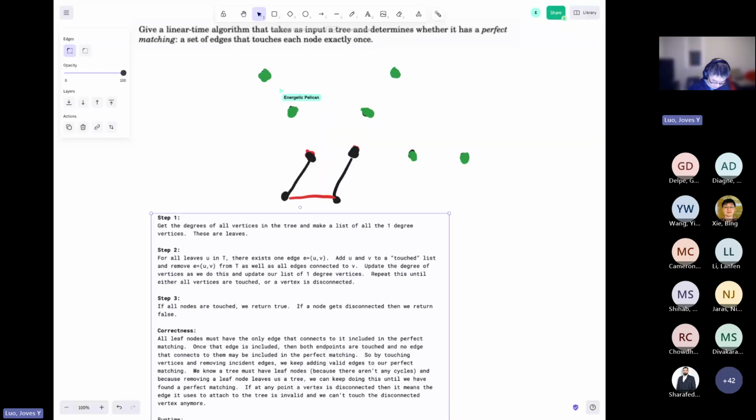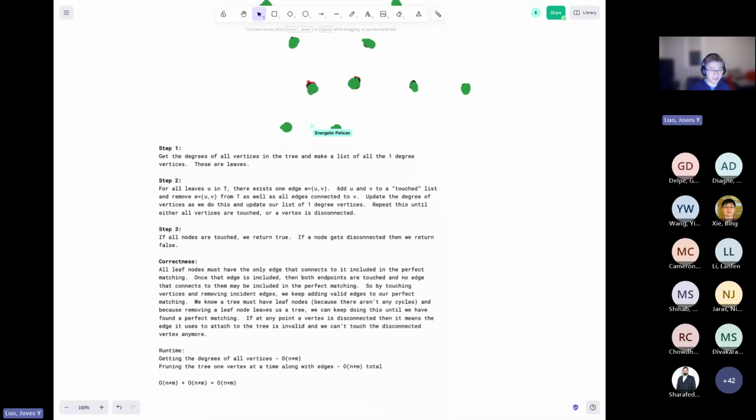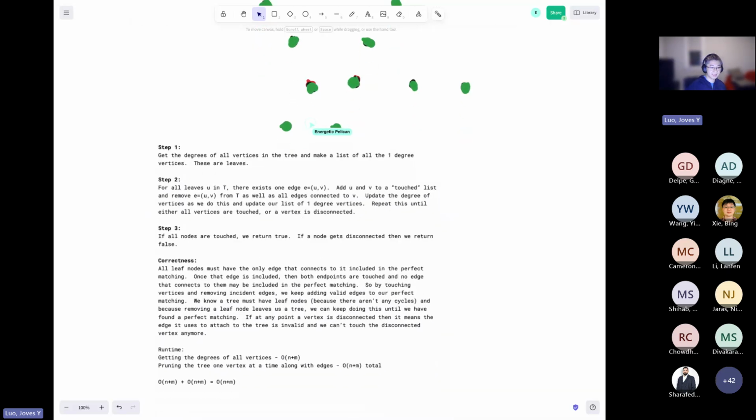Okay, good. Now the next part is, now I look at the remaining 1 degree vertices and I mark them as touched. Cool, cool. And then I say, okay, the other side of this edge is touched. Cool. And then I delete all the edges that are attached. And there we have grabbed every single one of our vertices, and therefore we have a perfect matching. Okay, so that's what our algorithm does. If all nodes are touched, which it is, we return true. If a node gets disconnected, then we return false. Okay, so those are 2 runs of the algorithm.